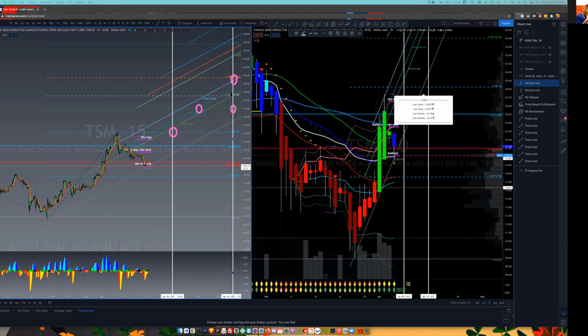I like this 1.414 extension. A lot of people don't use it. Amazing how often things line up with that. So 134, 142 TSM, April 16th. Let's see what we got.